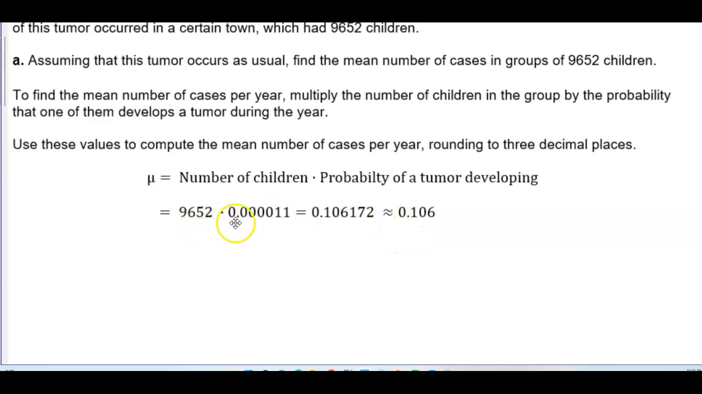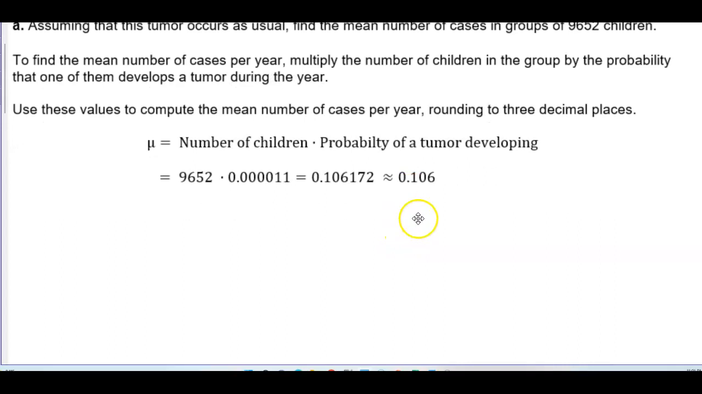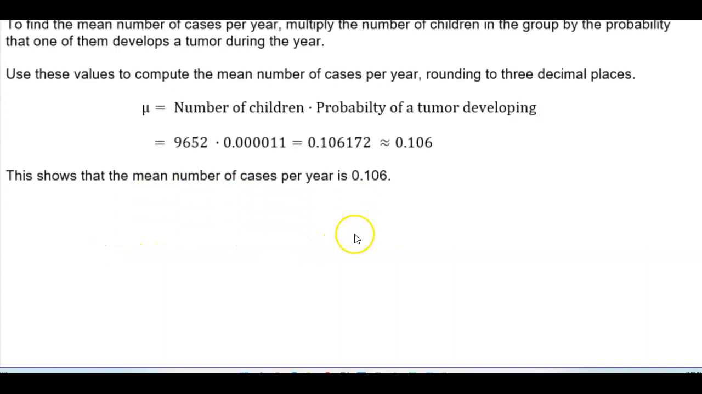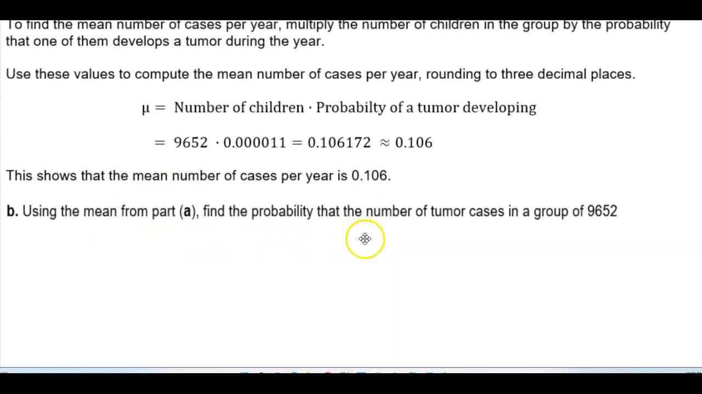9,652 times 0.000011 is equal to 0.106172. And if we round that to 3 decimal places, we get 0.106. So this shows the mean number of cases per year is 0.106.